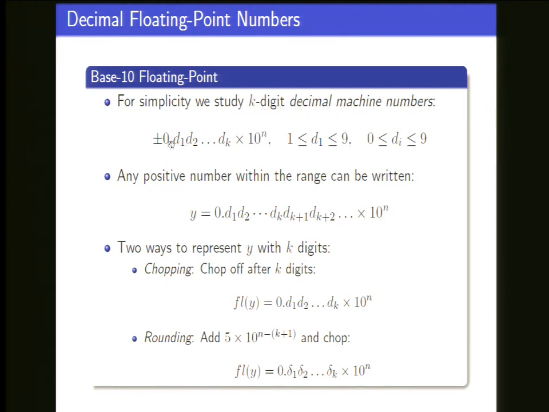They normalized, actually in a slightly different way, which is confusing. They don't put 1 point something like we did before, because that 1 could be 1, 2, 3, all the way up to 9. It's a question of normalization. You want to make sure that you can't write the same number in many different ways.